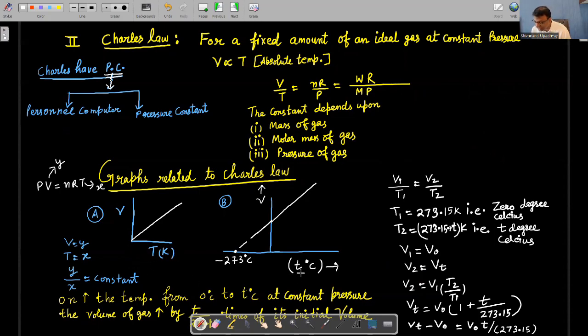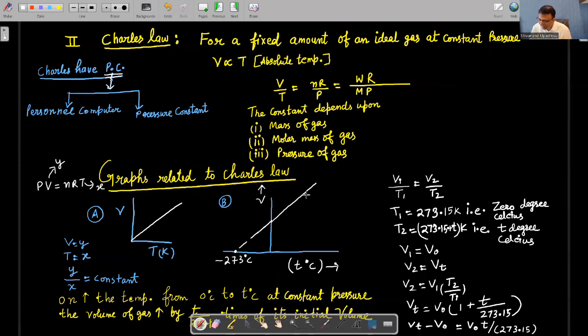When temperature is in degrees Celsius, then also they are asking the definition of Charles' law. So the other way to ask about Charles' law is the graph of volume versus temperature in degrees Celsius. So if we draw, we know that at 0 Kelvin means the temperature is minus 273 degrees Celsius. There is no gas because the gas will liquefy or solidify at 0 Kelvin. So that's why it is dotted.